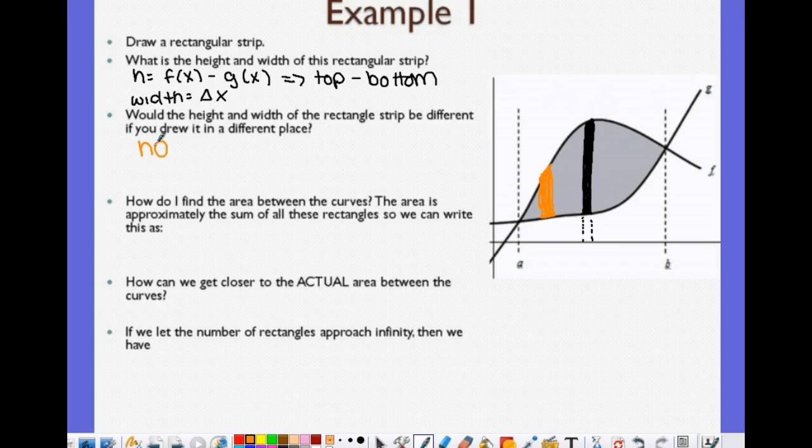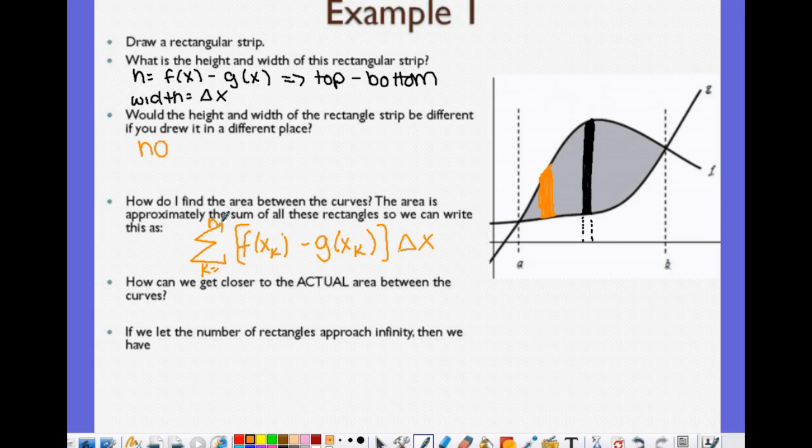So it brings us to the question, how do I find the area between the curves? Well, the area is approximately the sum of all these rectangles. So again, we can write it as a sum, like a Riemann sum. It's the sum of f of x sub k minus g of x sub k, so there are my heights, times all my widths, where k goes from 1 to n.